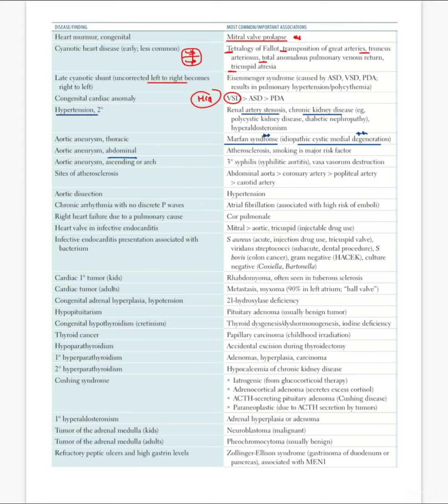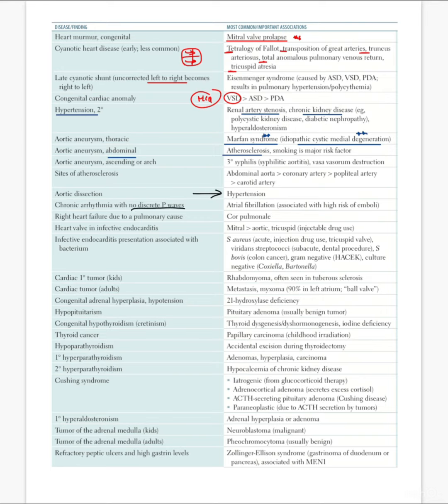Then aortic aneurysm, that is abdominal, guys. That is due to atherosclerosis. Ascending or arch involvement, that is your tertiary syphilis, guys. Okay, again an important MCQ that may be tested, guys. Okay, then aortic dissection is due to hypertension, guys.